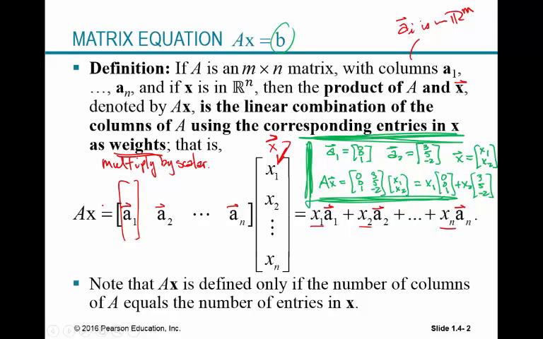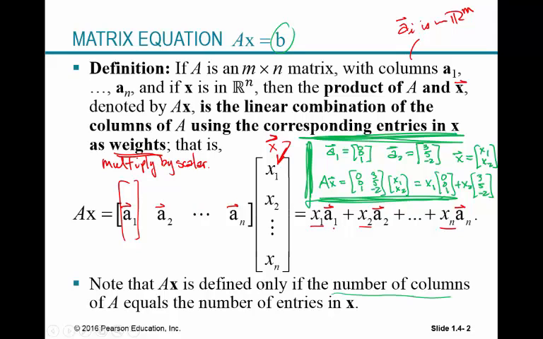Another vector. This here will yield a vector. The matrix A times a vector X will yield another vector. And you can only do that if it's defined: if your vector has n elements and your matrix has n columns. They have to have the same number.